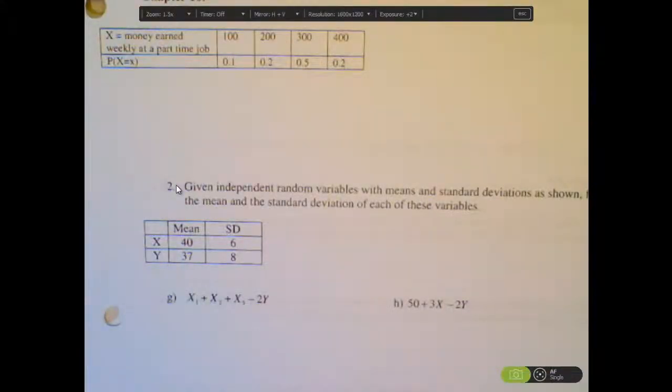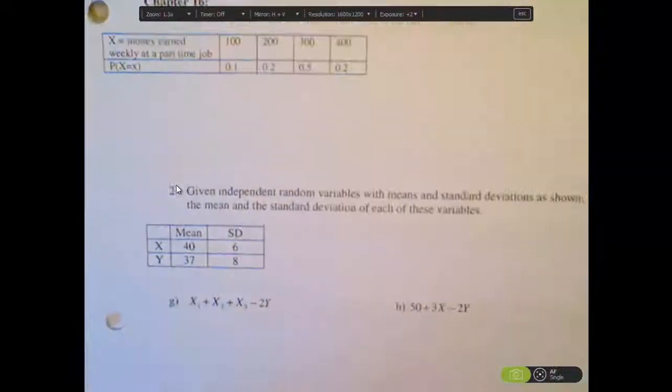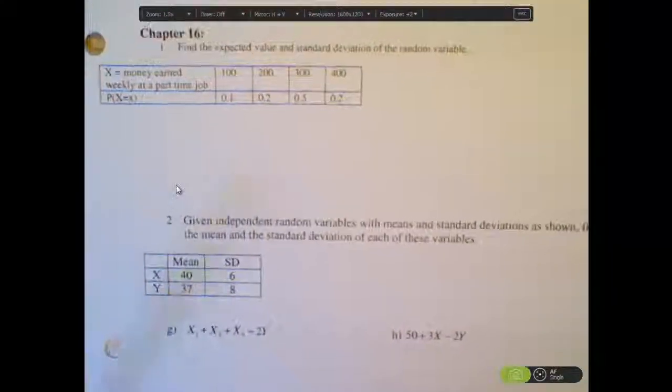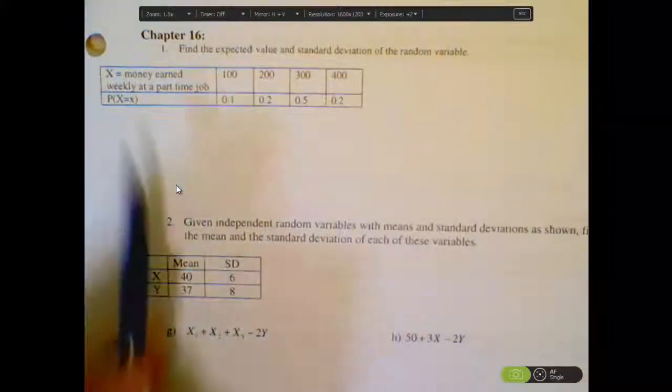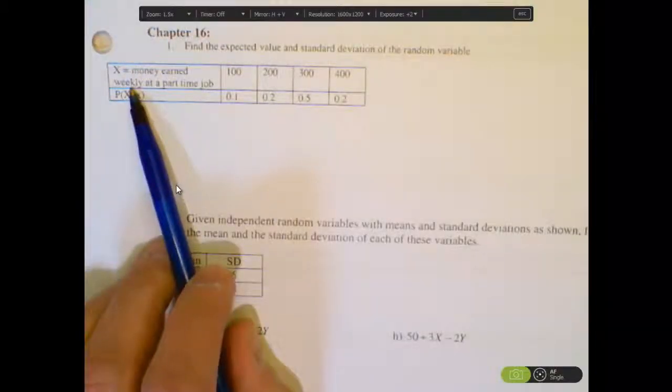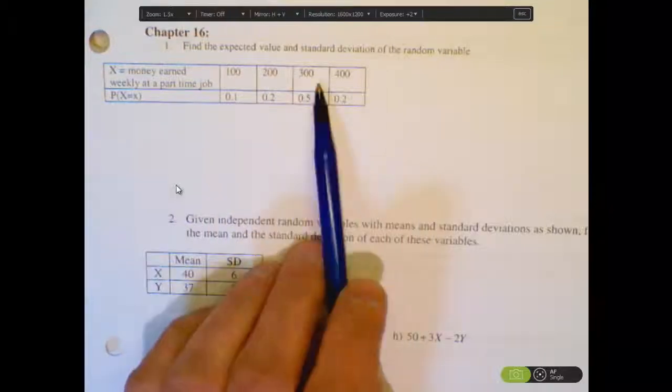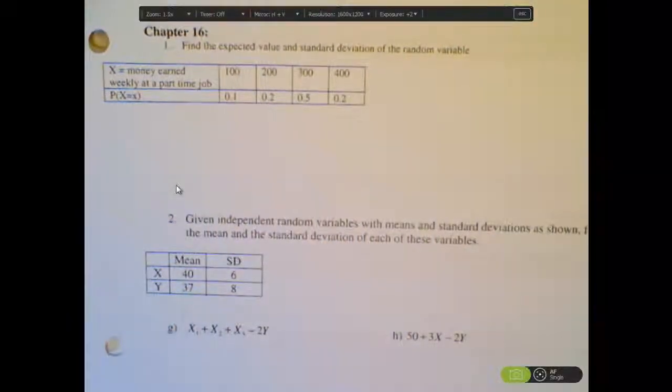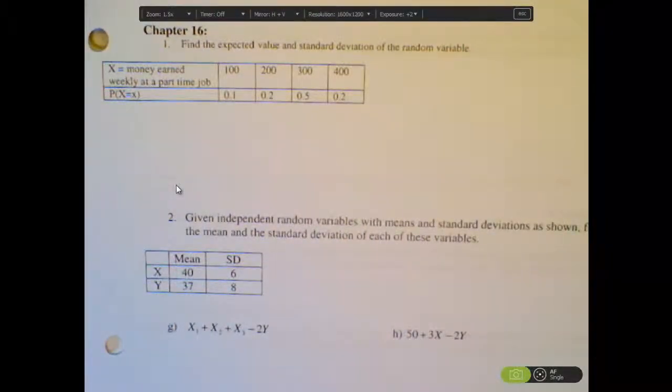Okay, so now we're going to take a look at chapter 16. And you see in question number 1 for chapter 16, you have a probability model where you have one random variable defined. In this case, it's a discrete random variable because there's a finite number of outcomes, in this case 4. And it says to find the expected value and the standard deviation.